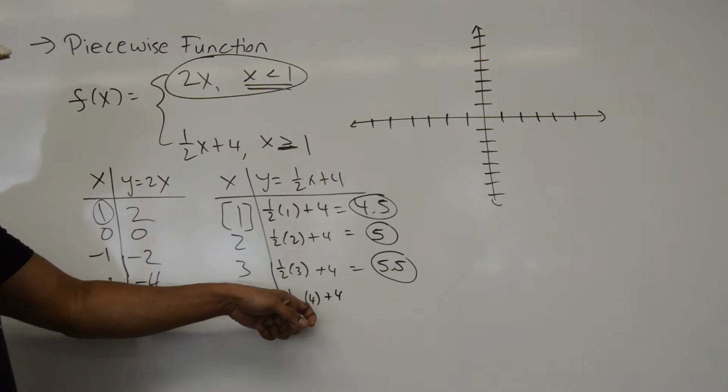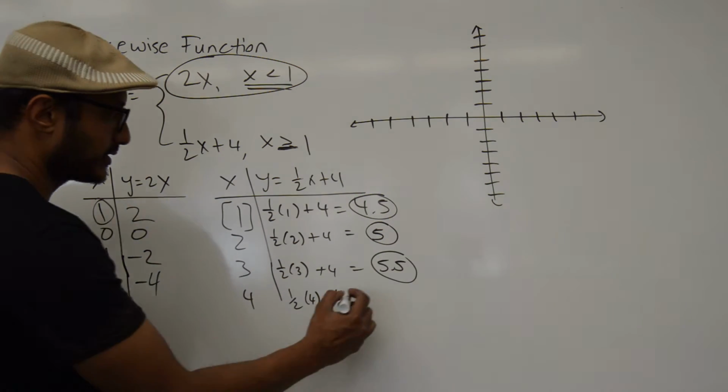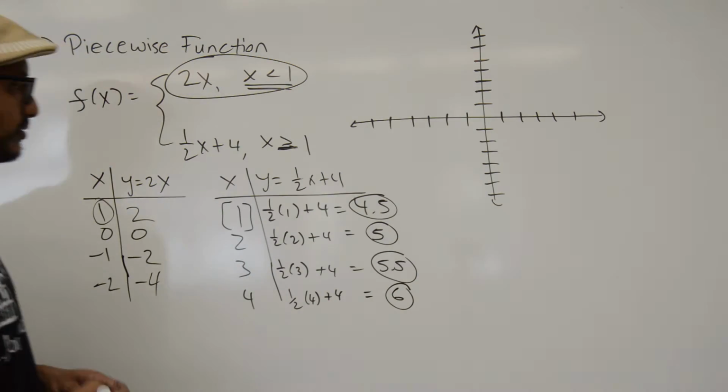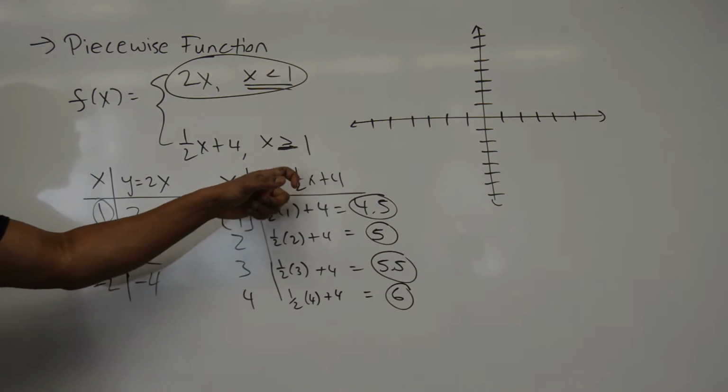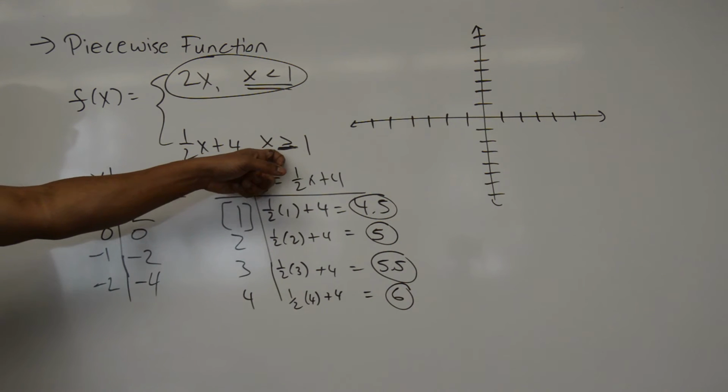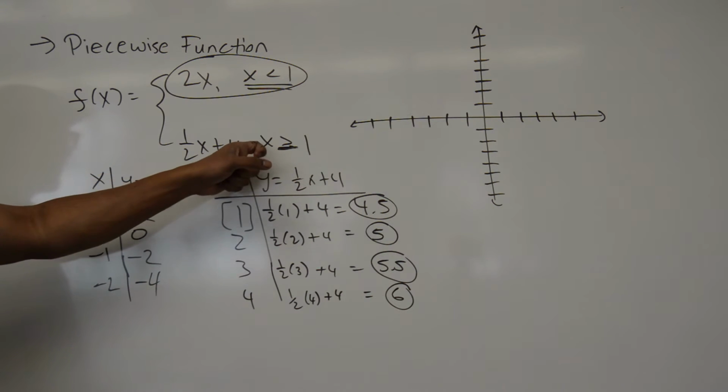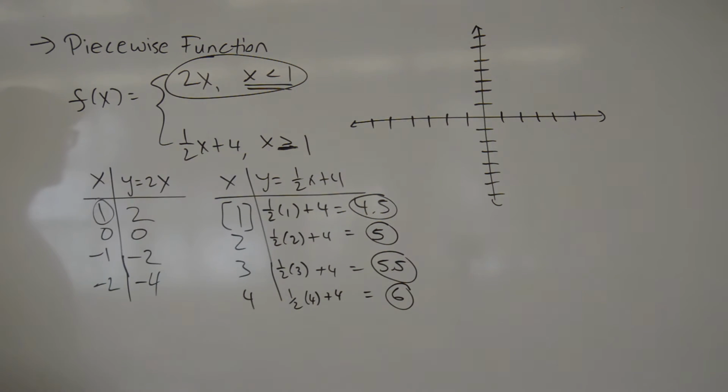Half of 4 is 2. 2 plus 4 is 6. So my next y value is going to be 6. So I'm using this function, but I'm only using values of x that are 1 or greater, because that's what this says. For x greater than or equal to 1, you would use this function.